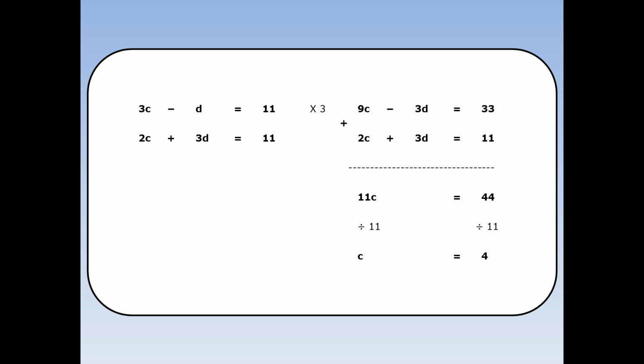So I've finished half the question now. I've got c is 4 and I need to know what d is. So I need to write down one of the original formulas and substitute in c is 4. Now I could use the first original equation if I wanted to, but it might be easier to use the second one. And I've done that because it's got a plus 3d in. So I'll be dealing with pluses instead of the minus d in the original one.